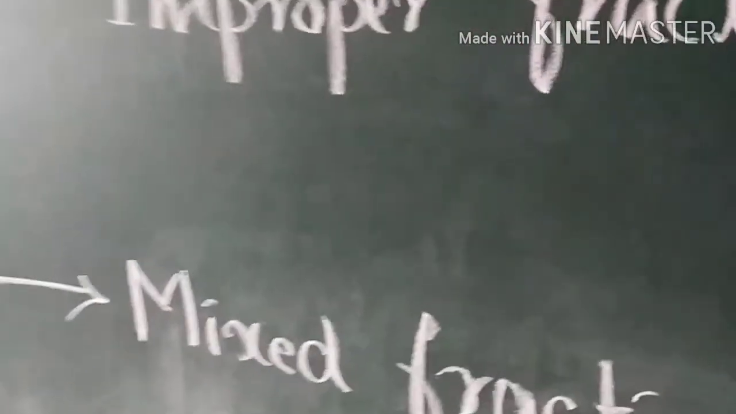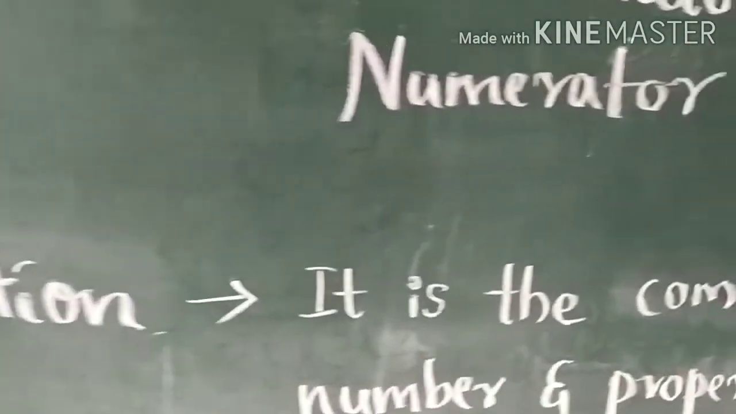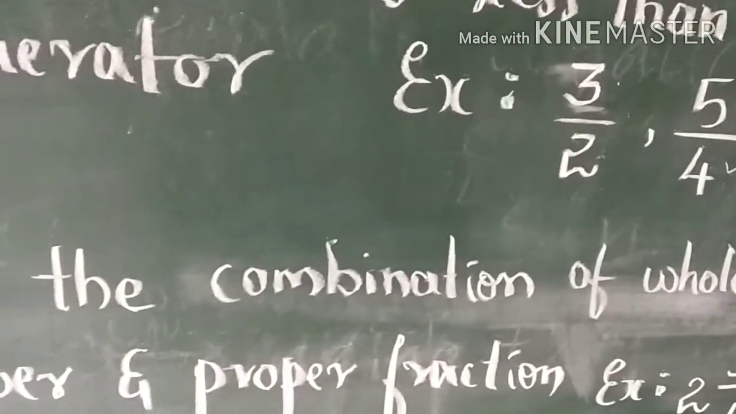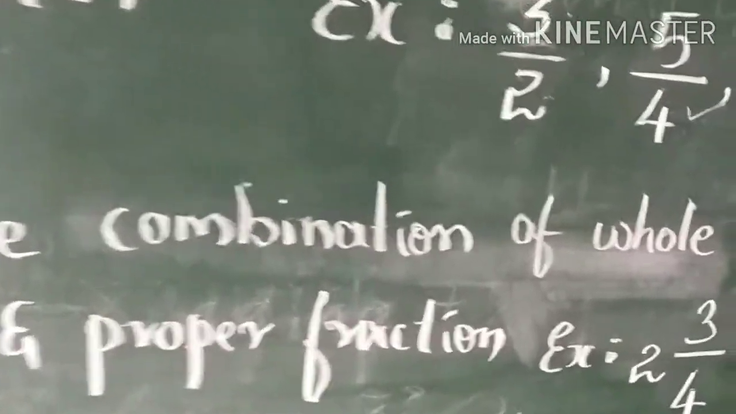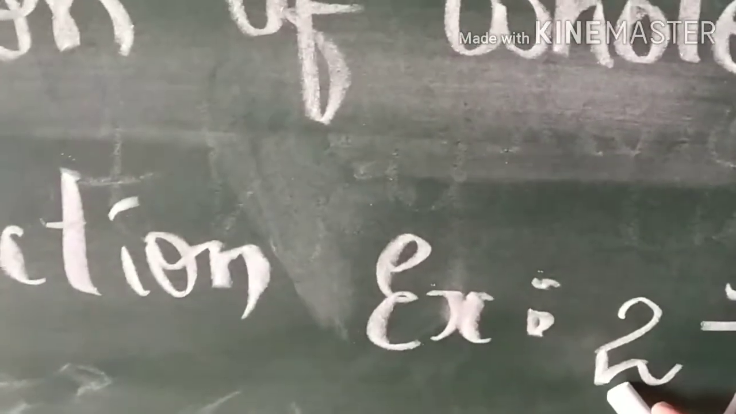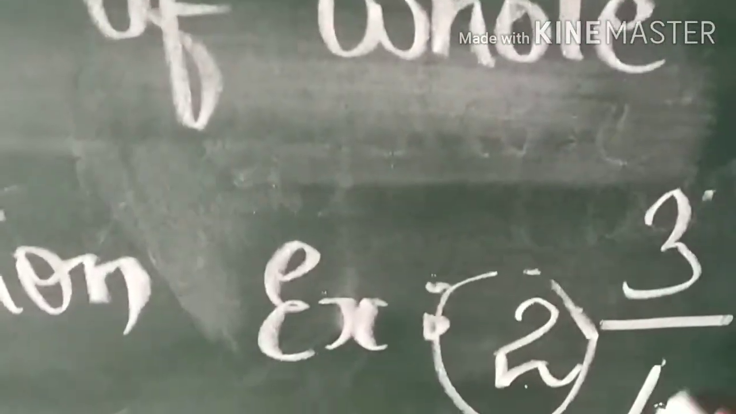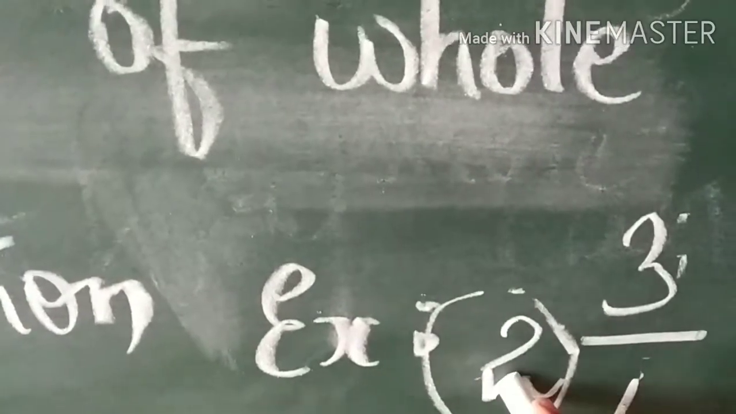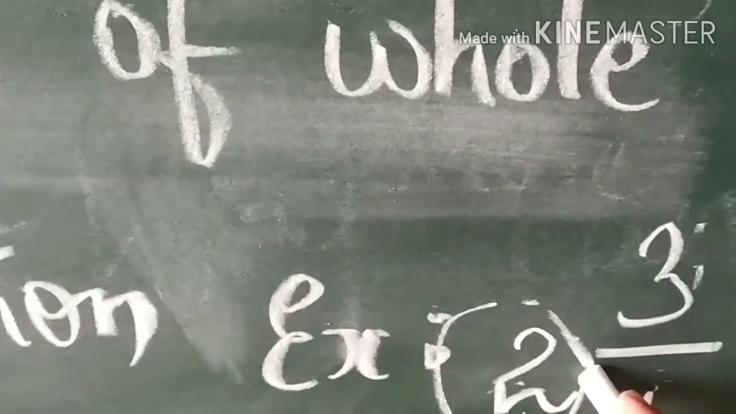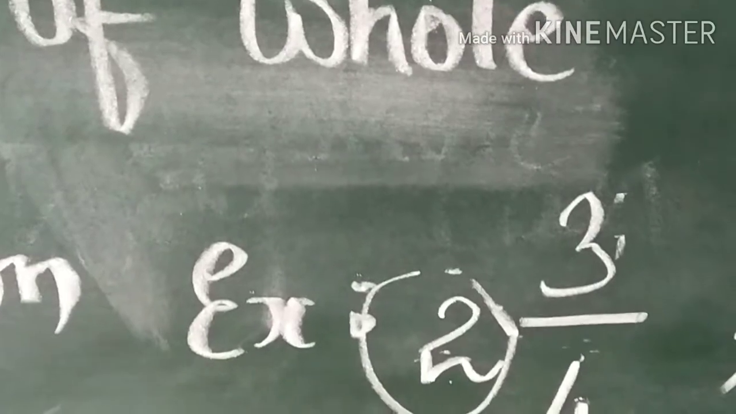Now coming to mixed fraction. It is the combination of a whole number and a proper fraction. For example, we have to take one whole number and a proper fraction. When it is mixed together, it is a mixed fraction.